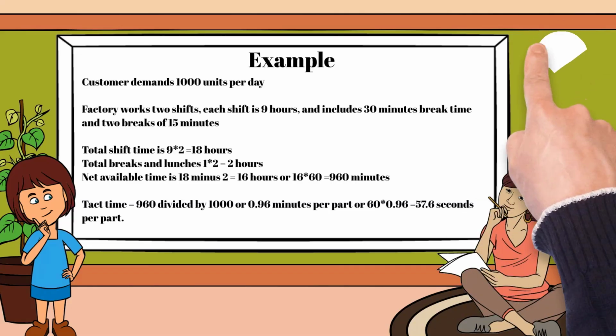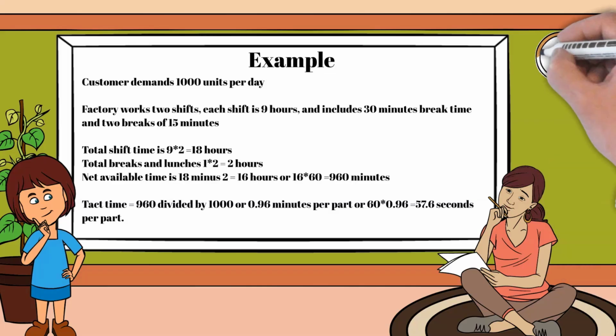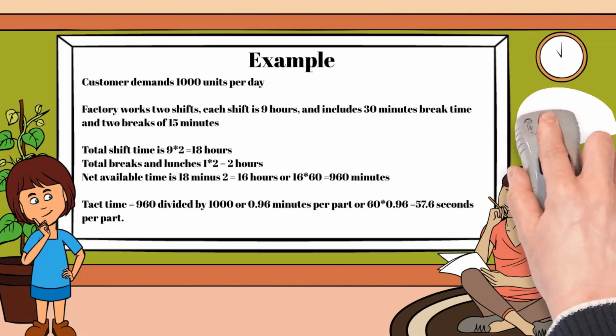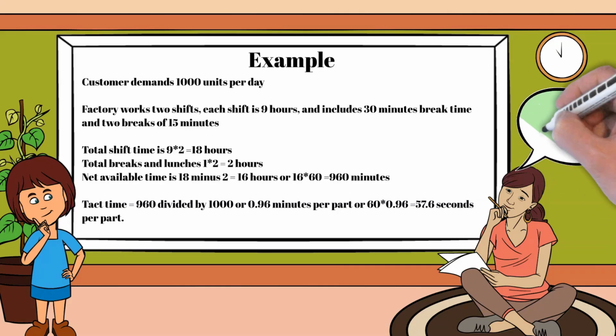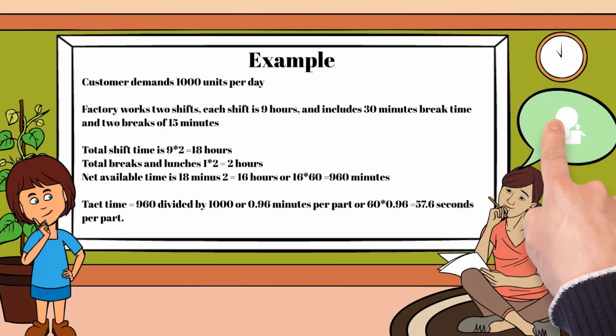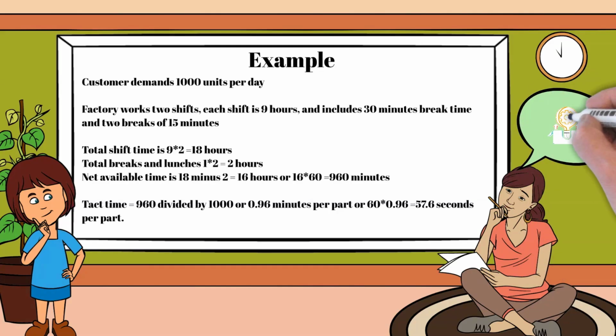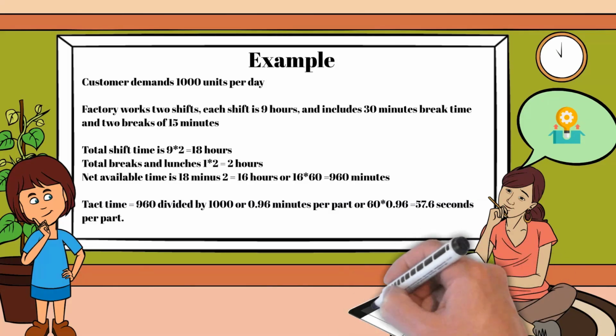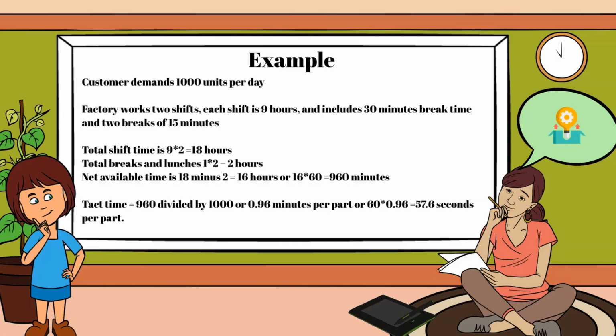Takt time would be 960 divided by 1000 or 0.96 minutes per part, or 60 times 0.96 equals 57.6 seconds per part. This is a very simple example. In reality, you may need to subtract setup time, cleanup time, average daily downtime, changeover, unscheduled maintenance, and quality requests.